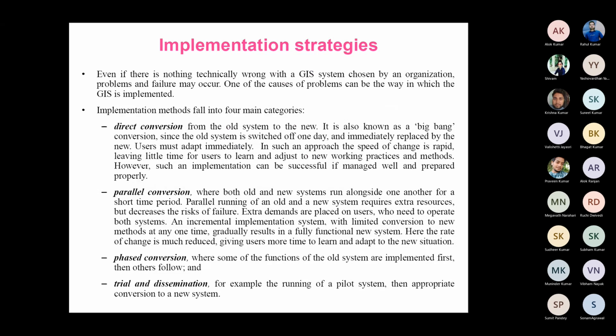What is direct conversion? You can take the example of demonetization. On a particular date, on the 8th of November, it was declared that from the 9th onwards, old 500 and 1000 notes will not be of use and new 2000 rupee notes will come in circulation. This is the example of direct conversion, where the old system has been stopped and the new system has been started. We call it a knee-jerk approach, or a big bang approach, where from a particular moment, the old system will be removed and the new system will come into action.